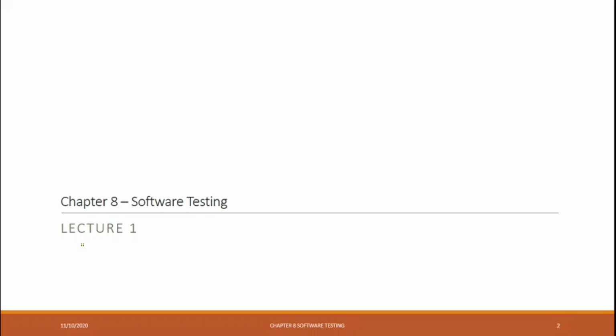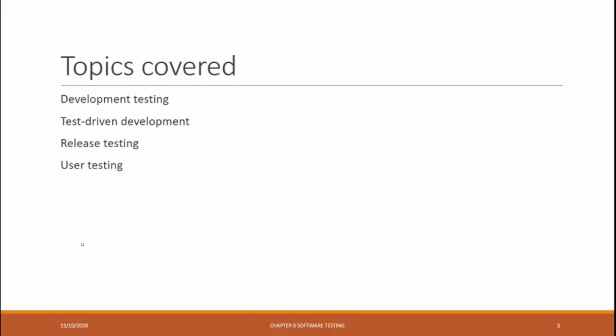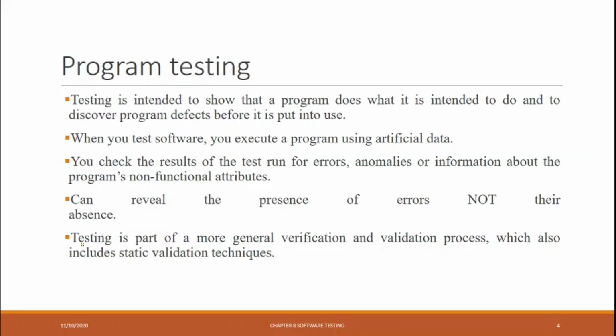So this is chapter number 8, software testing, in the Sommerville textbook. In this we'll cover the topics: development testing, test driven development, release testing, and user testing. These are the topics that we cover in this chapter. That is, we have two chapters, one is software testing and the other is software evaluation. So in software testing, we'll see these four topics.